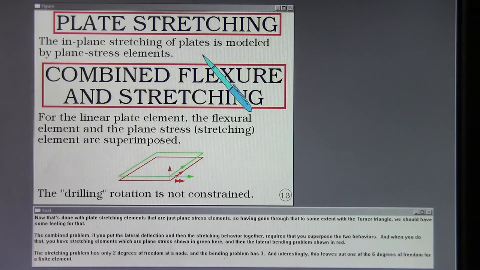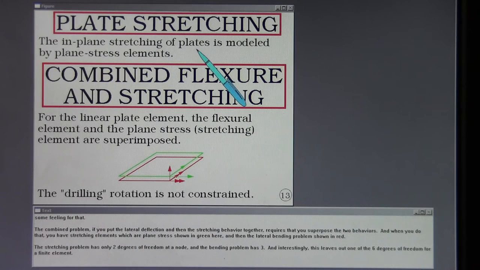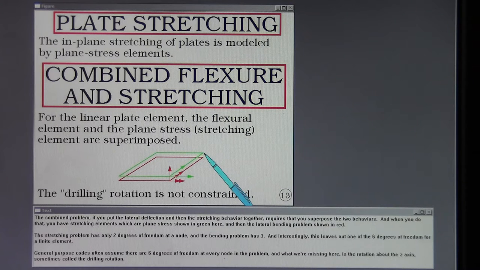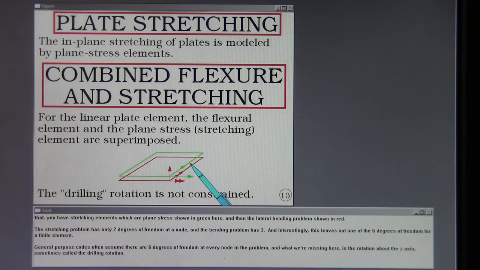So having gone through that to some extent with the Turner triangle, we should have some feeling for that. The combined problem, if you put the lateral deflection and then the stretching behavior together, requires that you superpose the two behaviors. And when you do that, you have stretching elements, which are plane stress, shown in green here, and then the lateral bending problem shown in red. The stretching problem has only 2 degrees of freedom at a node, and the bending problem has 3.